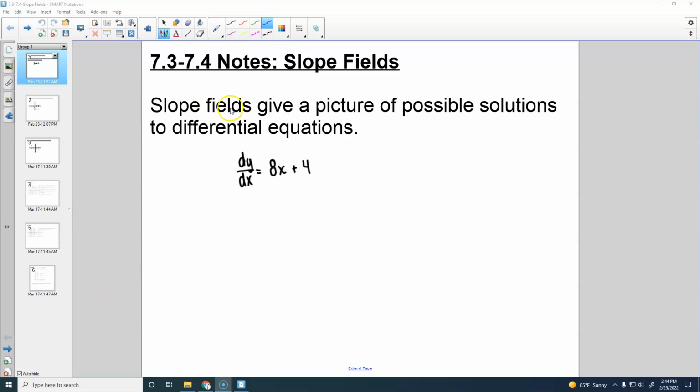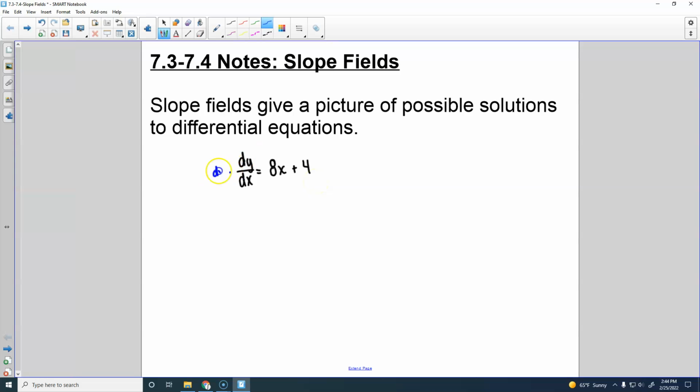Okay, so slope fields give a picture of possible solutions to differential equations. So far, I've put this one here because there's only one type of differential equation we know how to solve right now, and that is a super simple one, like what we have here. I did do this just a little bit for notation purposes. You technically would have to multiply both sides by dx.